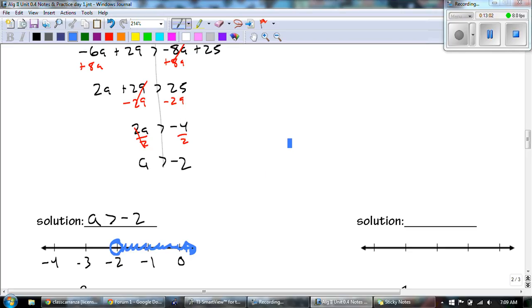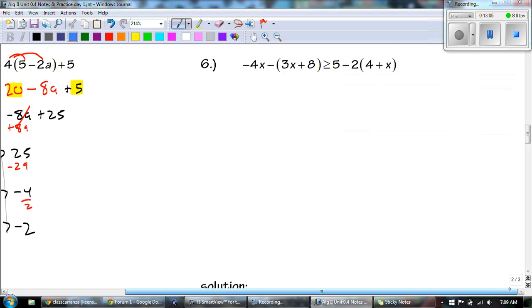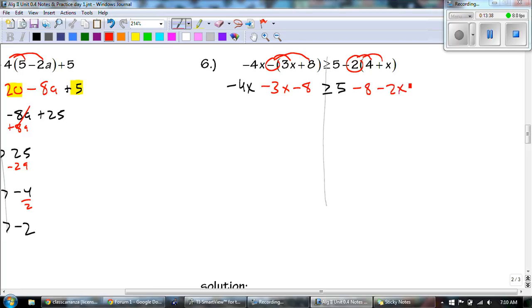Okay? So for number 6, what I'm going to do is I'm going to help you distribute, but after that, you guys are all on your own. Okay? So I have the negative 4x, because we're not distributing anything. Here I have to distribute a negative sign. So I'm multiplying by a negative 1. We have to multiply by a negative 2, so we get negative 8 minus 2x. Okay? So you guys are all on your own. Go ahead and pause the video, and good luck.